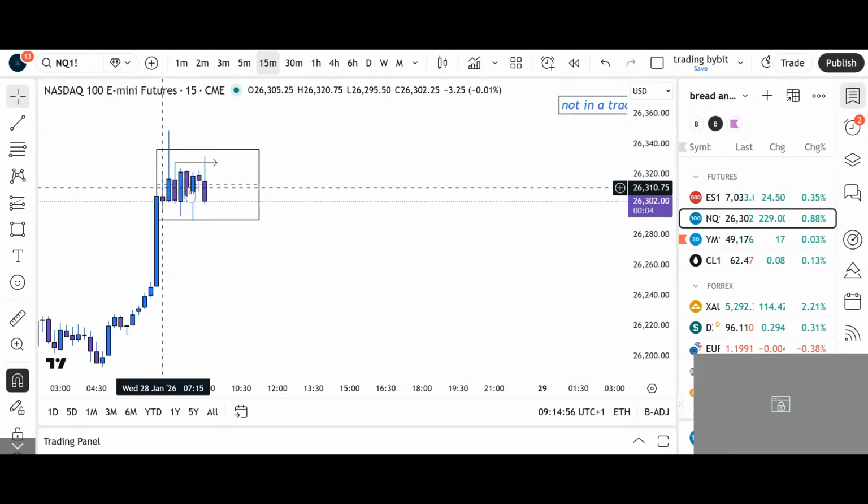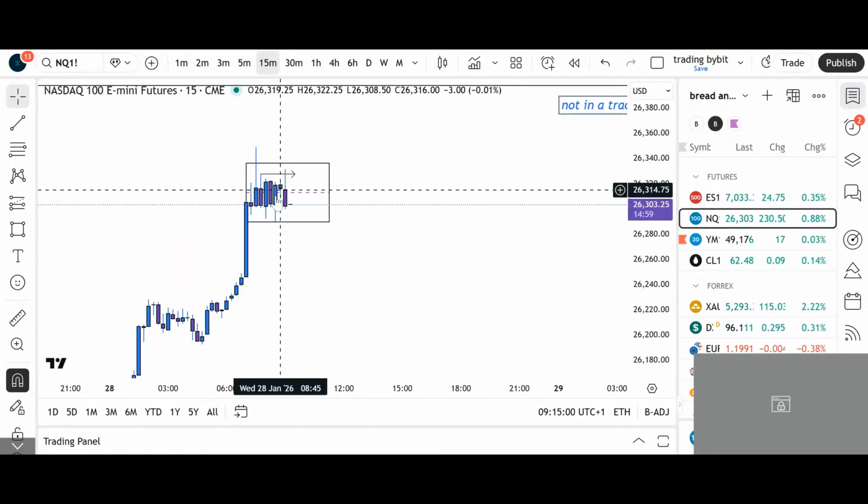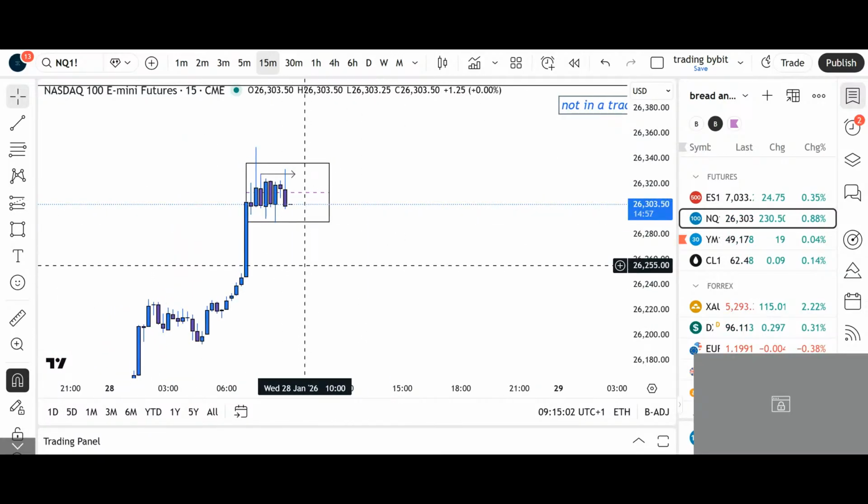But in a 15-minute, we can actually see nothing. So this is still chopped. I will be patient until I see a clear direction in one way or another before doing anything.